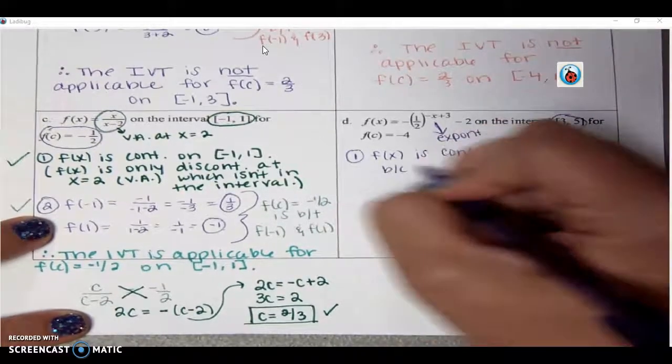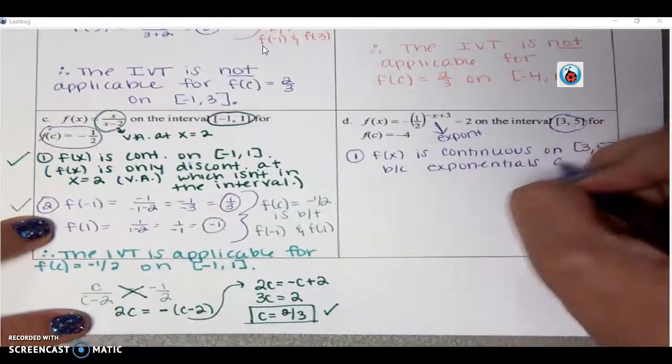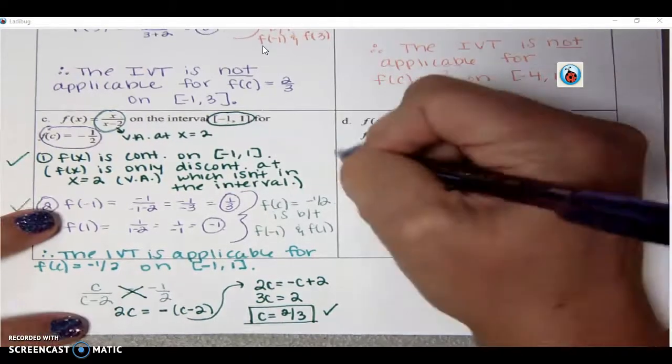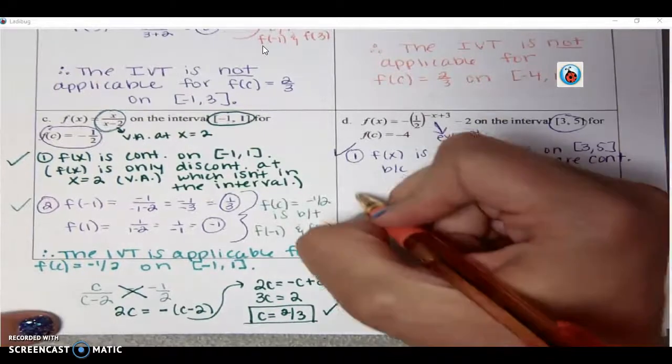And we can just say because exponentials are continuous. Okay, you just got to give you a reason. Make sure you state why. Okay, so then for step 2, we're going to check those y values.